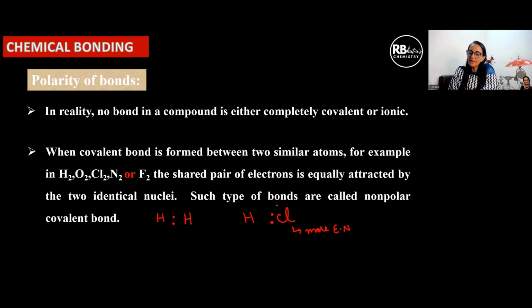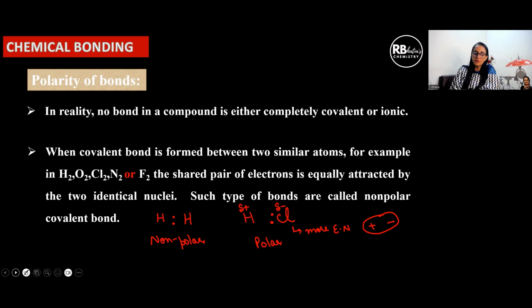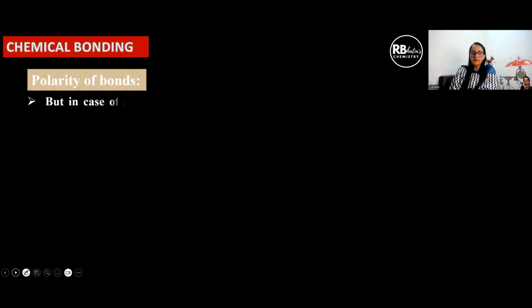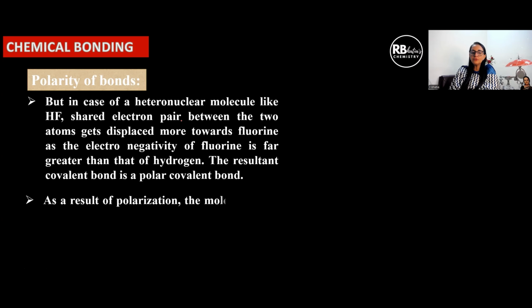And wherever electrons are more, that part tends to get some extra charge. So these are called non-polar and these are called polar. Polar because two poles, oppositely charged poles, the positive and the negative poles have been created. Hence we call it a polar covalent compound. And in case of heteronuclear molecules, I've already explained this point to you.